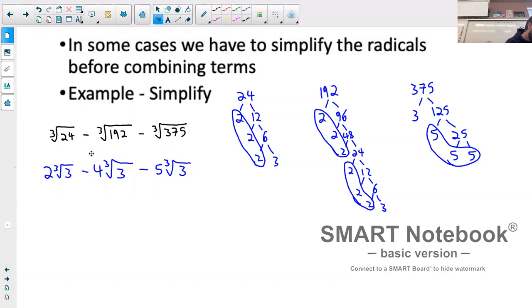Now all of these have cube root 3, so we can combine our coefficients. So we have 2 minus 4 is negative 2. Minus 5 is negative 7. So we have minus 7 cube root of 3.